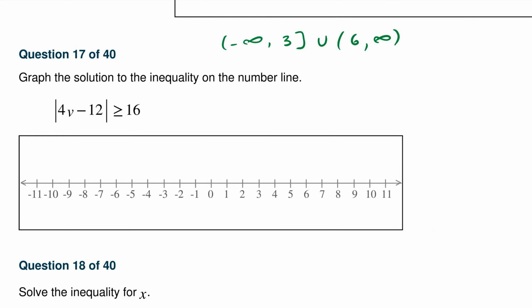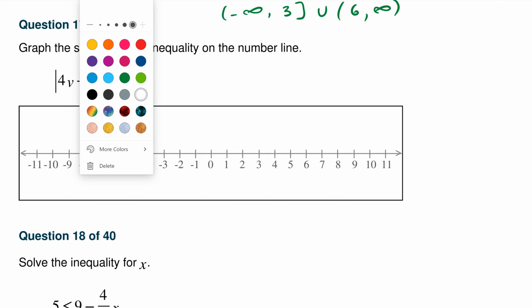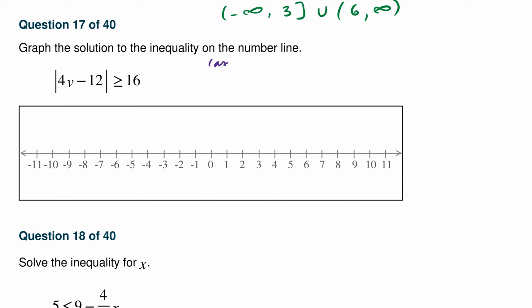Problem 17. Graph the solution of the inequality on the number line. So we have absolute value of 4v minus 12 greater than or equal to 16. When you have absolute value, we're going to break it down into two cases. Case 1, when the equation stays exactly the same, 4v minus 12 greater than or equal to 16.